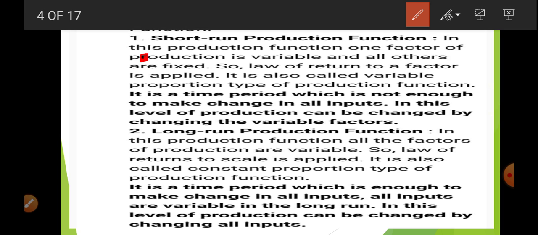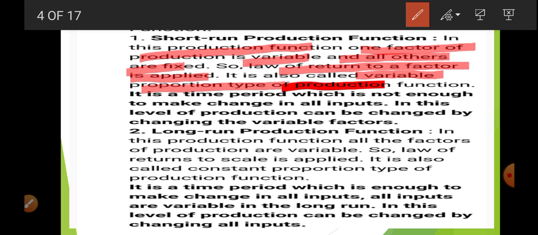In this production function, one factor of production is variable and all others are fixed. So only one is going to be changed. The law of returns to a factor is applicable. It is also called the variable proportion type of production function. It is a time period which is not enough to make a change in all inputs.